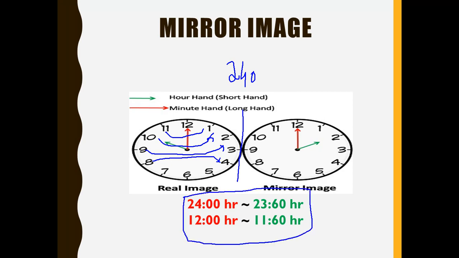We already know that one day is 24 hours. Could we write it as 23:60? For 1 hour, that is 60 minutes, right? That's why I wrote 23:60 for 24 hours, and for 12 hours I wrote 11:60. We need to remember this. If we remember this one, we can solve any of the problems. Let's solve the problem.